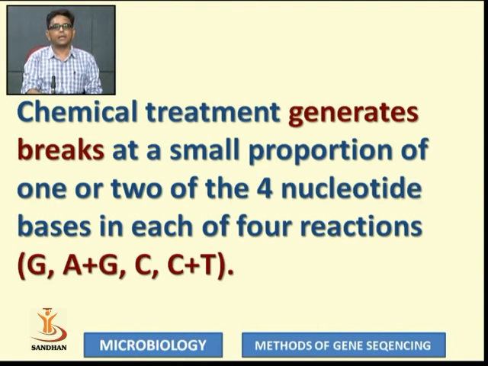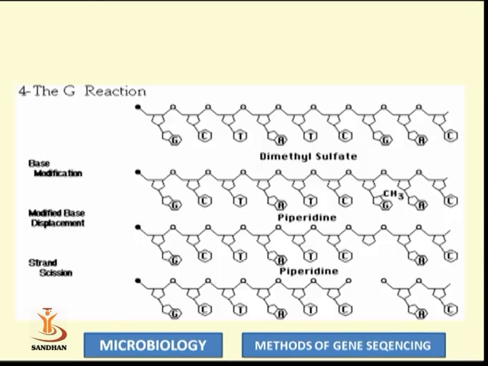You can have the break at all the places wherever the G is, if you are using a specific reaction mechanism. If you are using a second kind of reaction, then you can have the breakage wherever you have A or G. Similarly, you can also have the breakage at the C, and you can also have the breakage at C plus T.